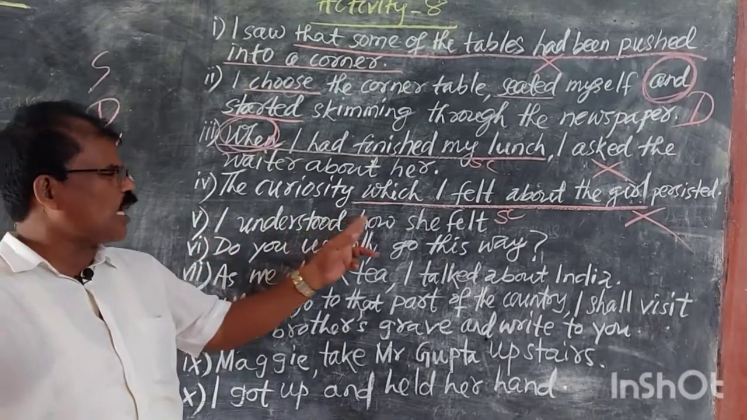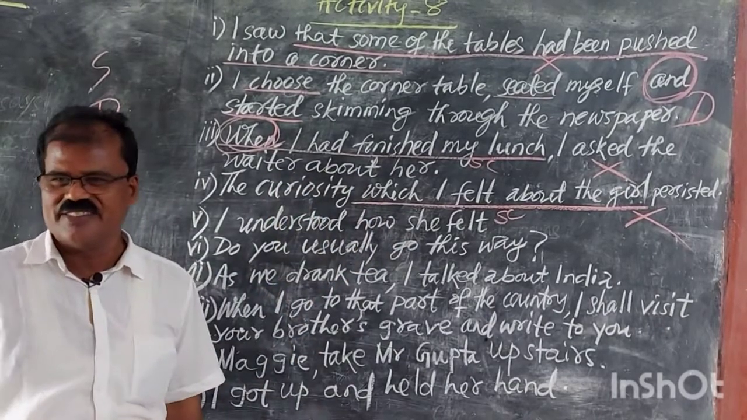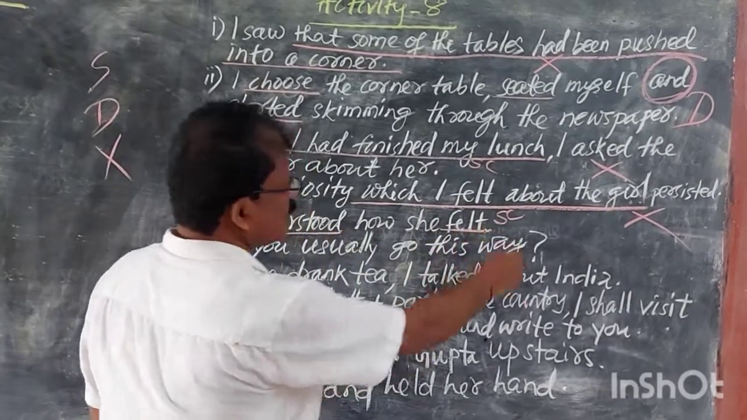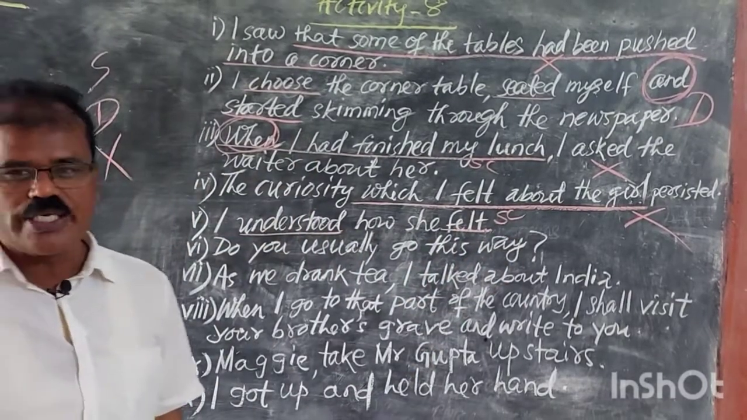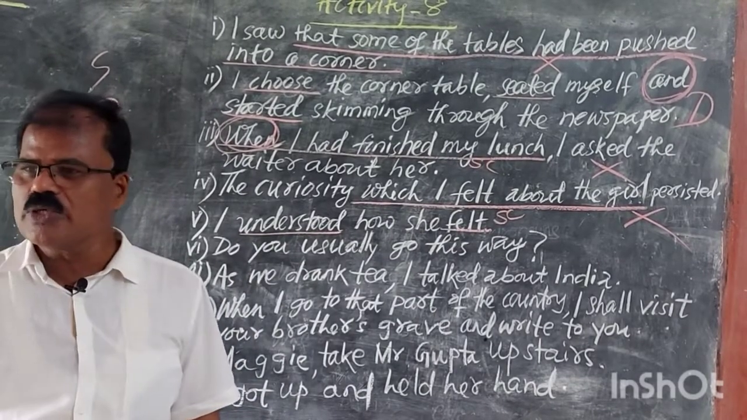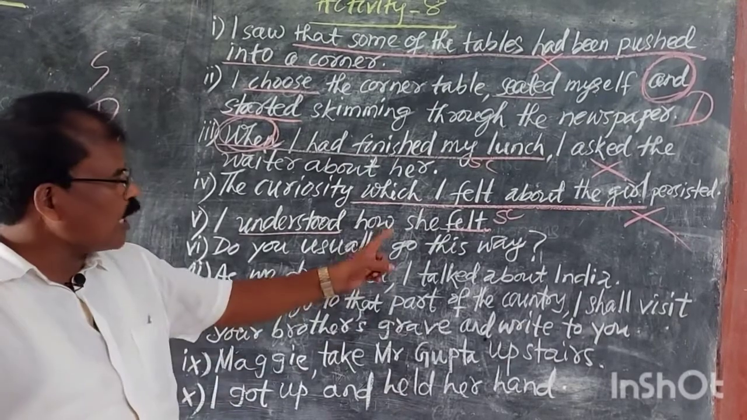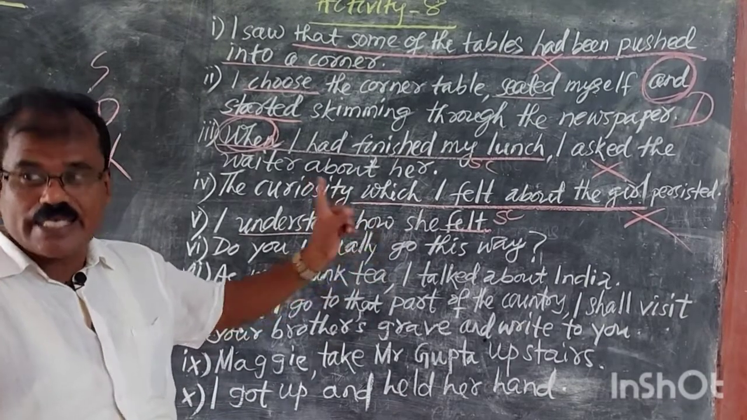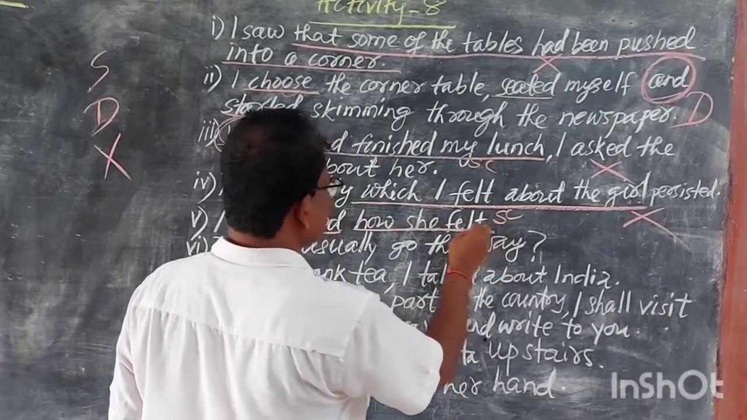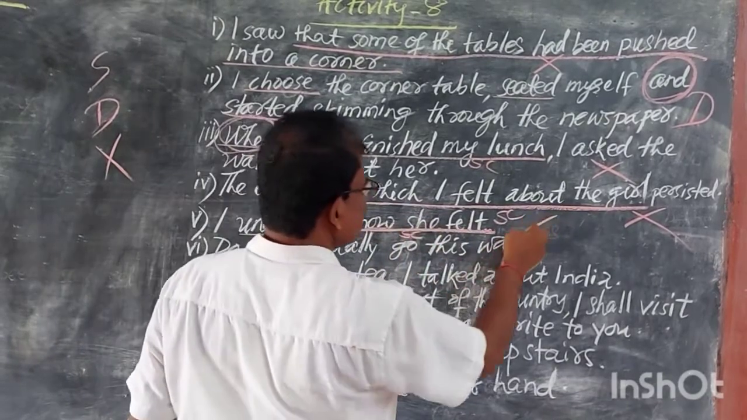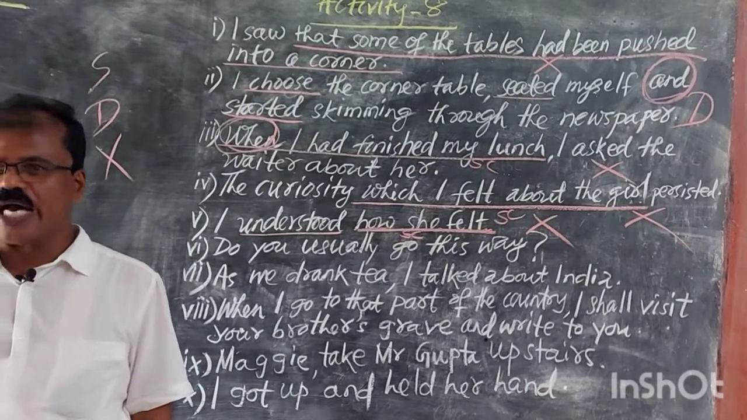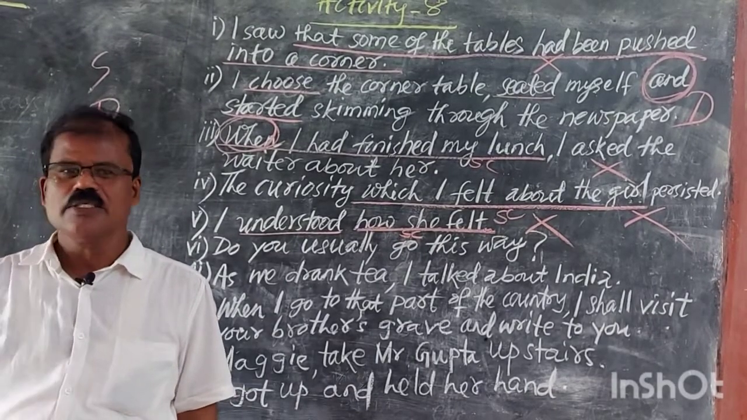I understood how she felt. Look, there are finite verbs: understood, felt. So there are 2 finite verbs. So it is not a simple sentence. How do you know that it is compound? Which is the coordinator? Is how a coordinator? It is complex sentence, exactly. So it is a how she felt. This is the subordinate clause. So it is a complex sentence again. So I think some of you have not practiced the coordinators.